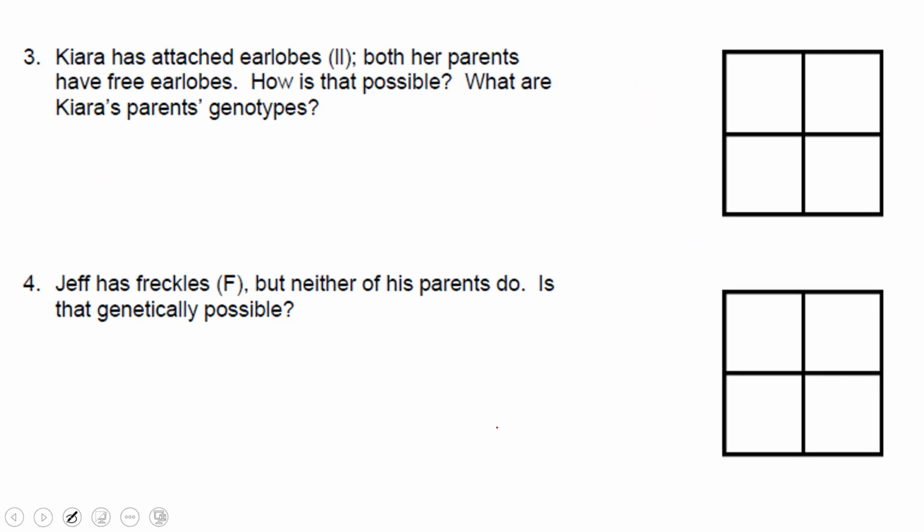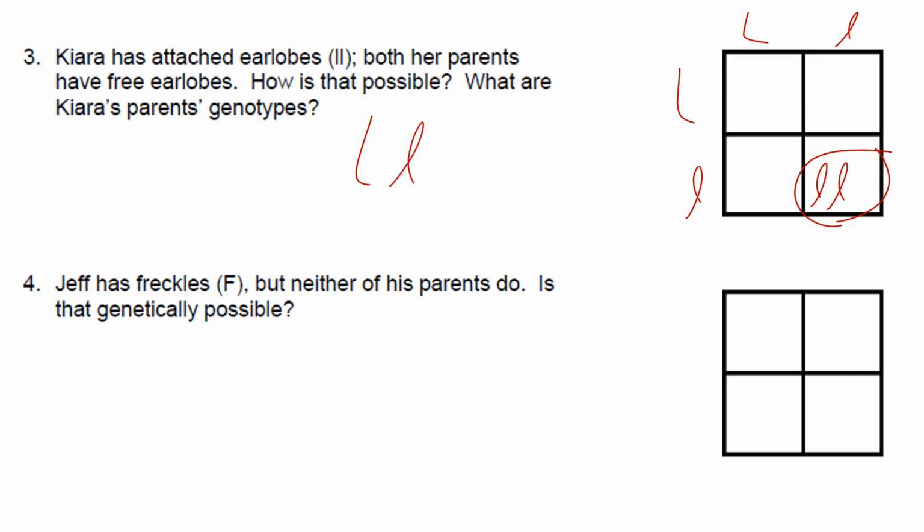Kiara has attached earlobes, little l. Both of her parents have free earlobes. How is that possible? What are her parents' genotypes? Well, this kind of goes back to that carrier sort of situation that we were talking about. So if she's little l, that means each of her parents must have a little l, but her parents both have free earlobes, so that just means both of her parents must be heterozygotes in order to make her. There's only a 25% chance they made her, but they made her, so both of them are heterozygous.